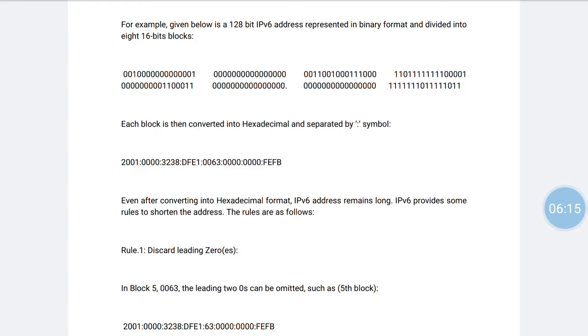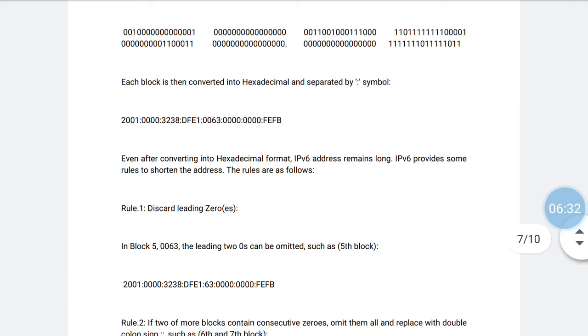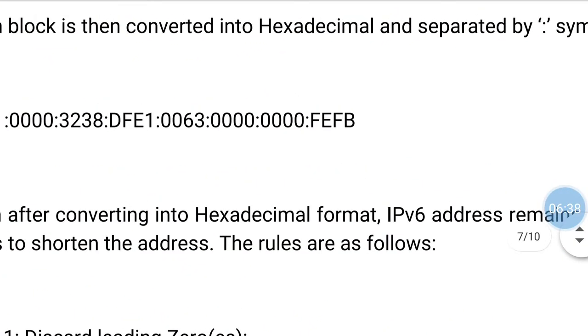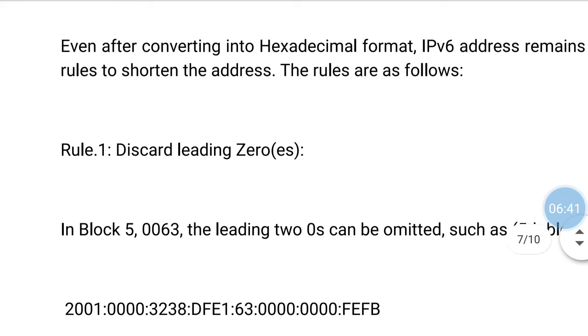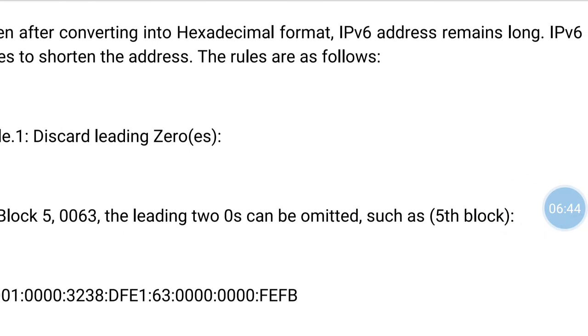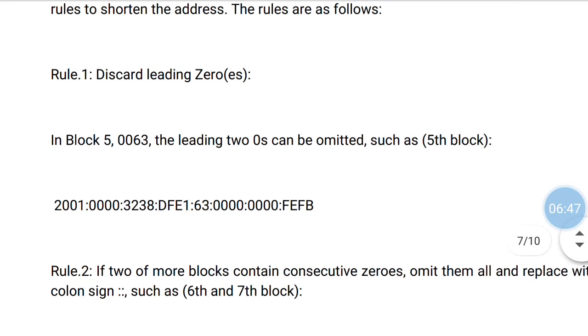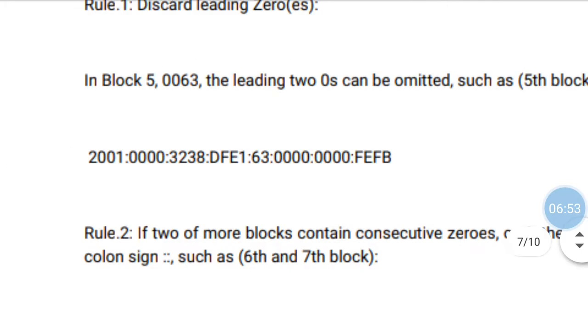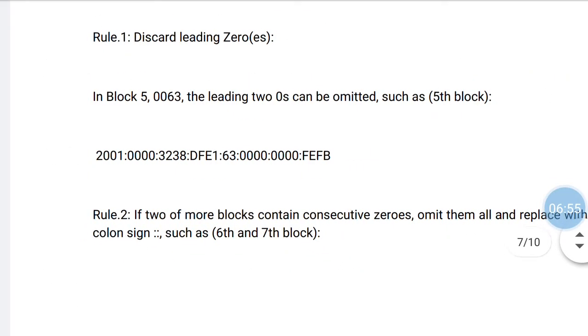Even after converting into hexadecimal format, an IPv6 address remains long. IPv6 provides some rules to shorten the address. The rules are as follows. The first rule is to discard the leading zeros. In block 5 there is 0063. So in block 5, the leading two zeros can be omitted. So we have omitted the 00 and we have only 63 here. This is the method to shorten the address.